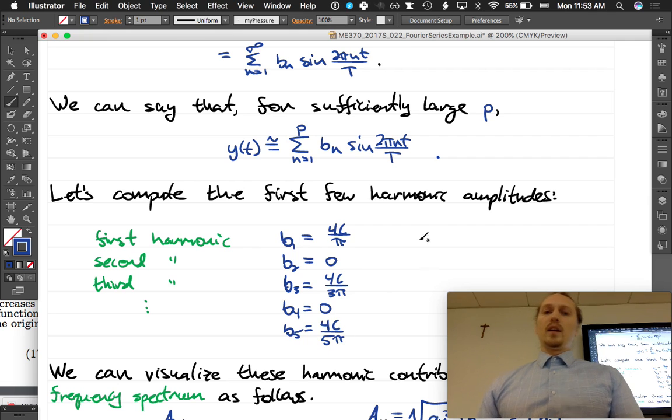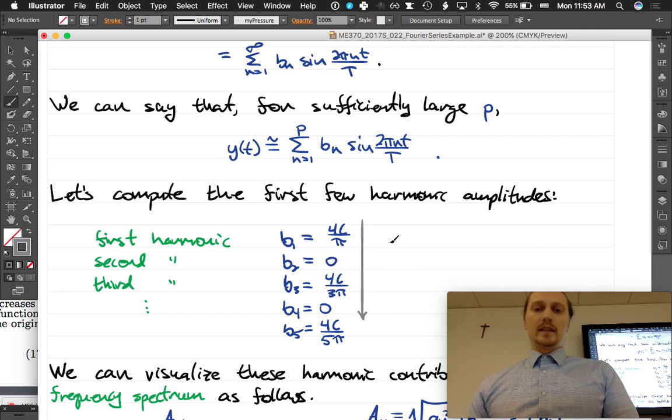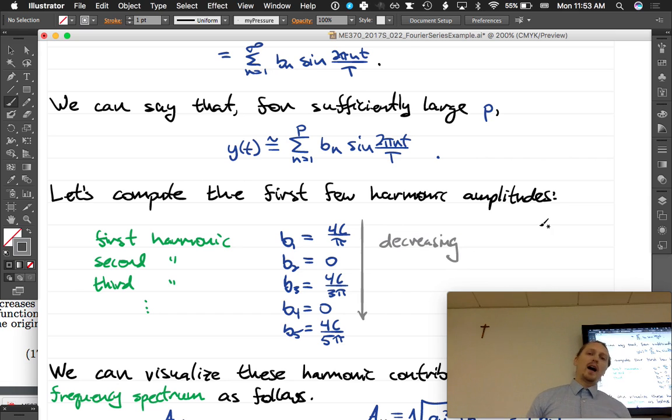Very good. So notice something. We are decreasing in amplitude here, right? So the higher harmonics have less effect. So the very first harmonic was 4c over pi. As we increase n, we're dividing by n, right? So it gets smaller and smaller.